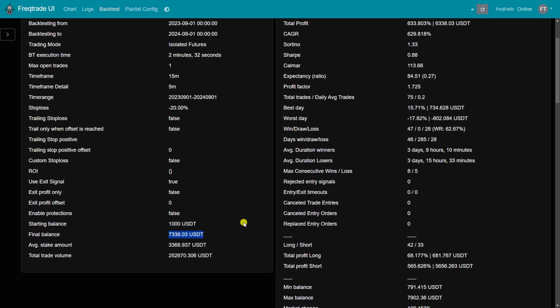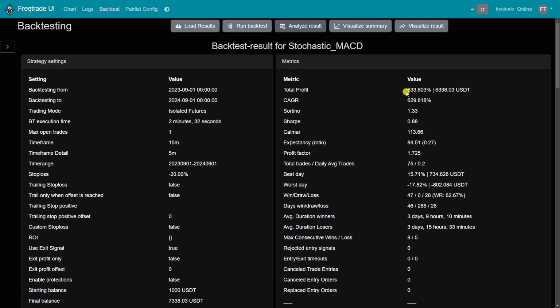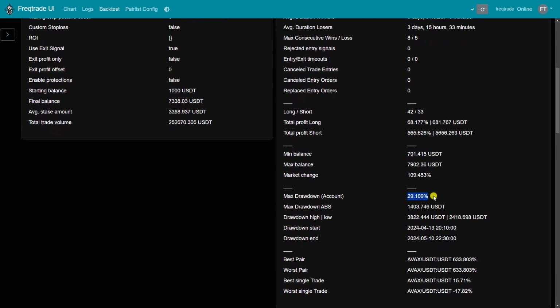Over the 1-year backtesting period, starting with a balance of 1,000 USDT, it grew to a final balance of 7,338 USDT, achieving a total profit of 633%. The Sharpe ratio stands at 0.88, and combining this strategy with others could potentially enhance it further. The max drawdown was 29%.